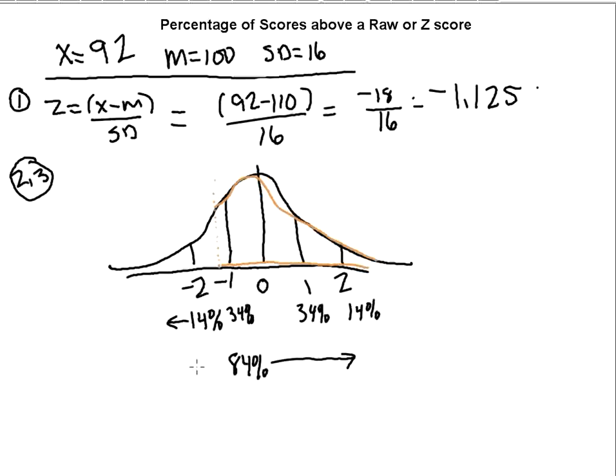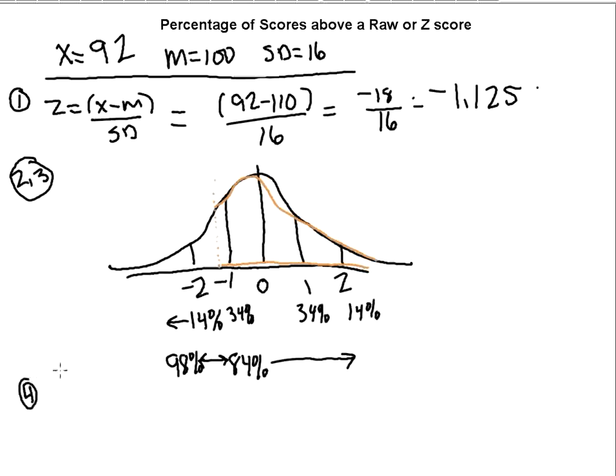But we also know that we aren't quite to negative 2, so if we add 14 to our 84, we get 98%. So we know our score falls somewhere between 98% and 84%. We just have to figure out where exactly it falls in that area. So let's take a look at a normal curve table.